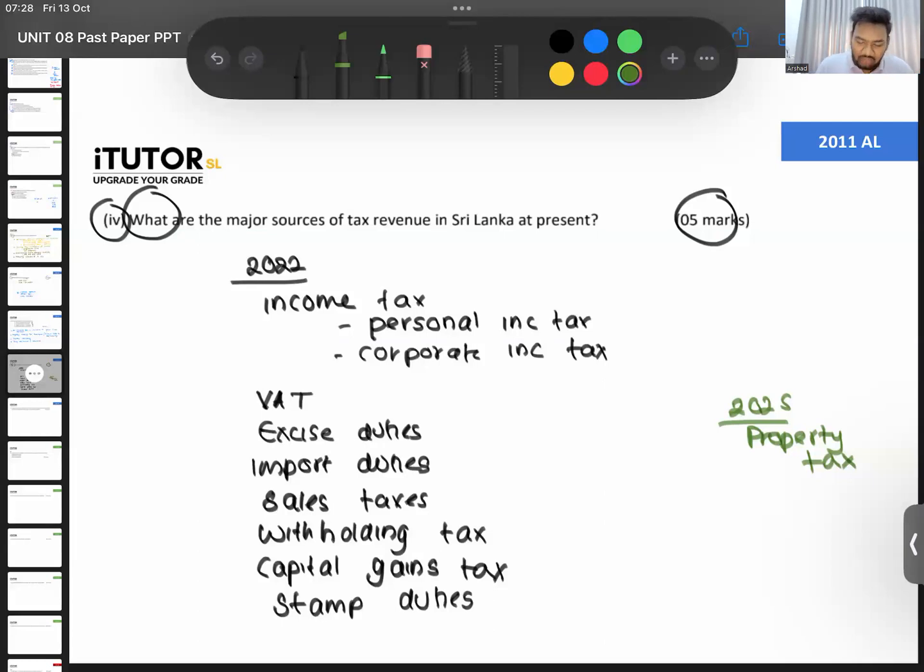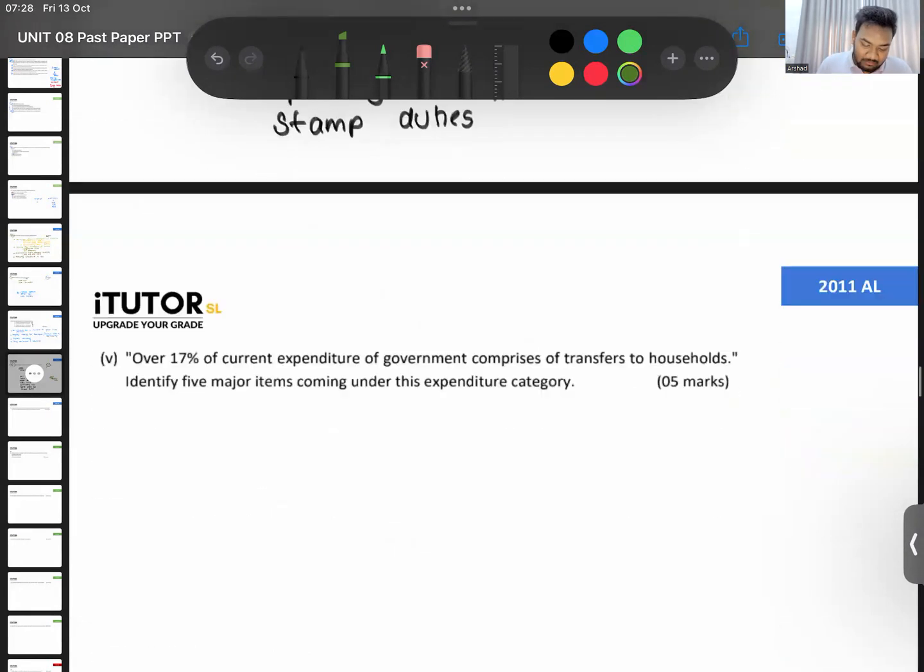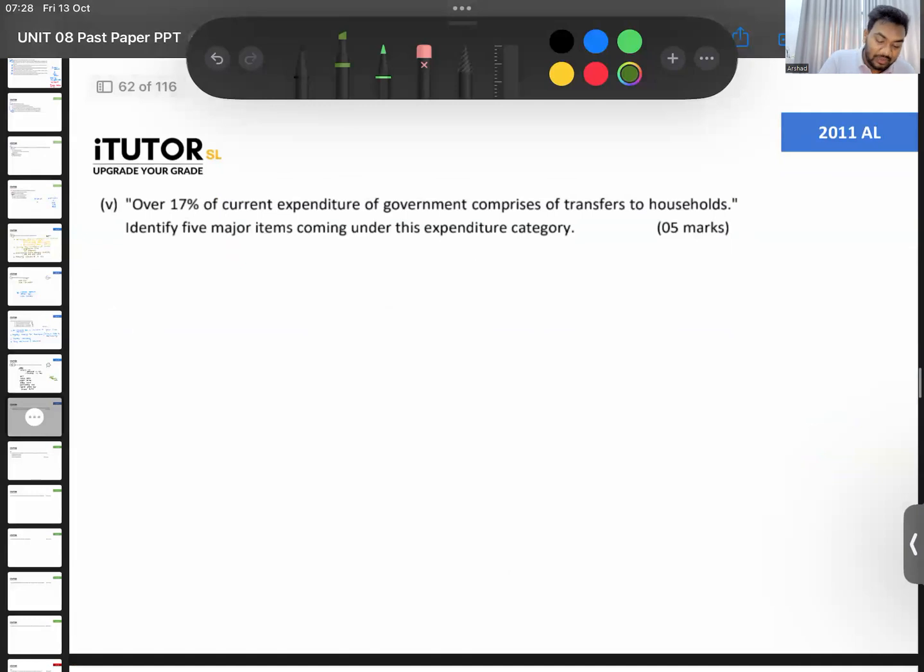You don't have to mention all, but you have to mention at least 5. It's a 5-mark question. They are not going to give you 2 marks per type of tax. No, they're going to give you at least 1 mark per type of tax, not a half a mark. I don't think they'll expect you to write 10. So 1 mark, you write 5. Okay.